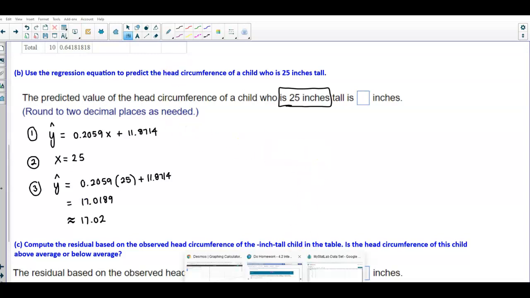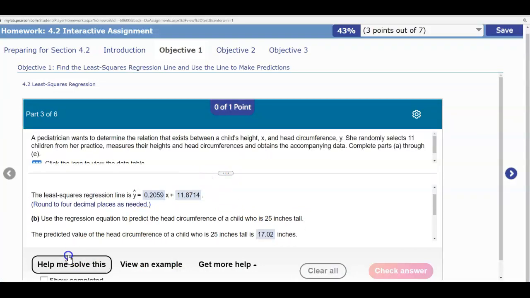So we're going to put in our answer here, and you're going to see that the predicted value of the head circumference of a child who is 25 inches tall is 17.02.